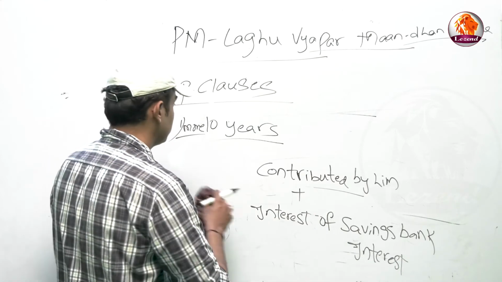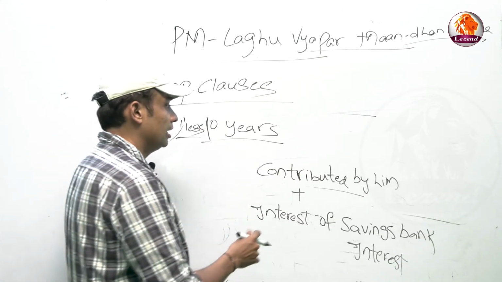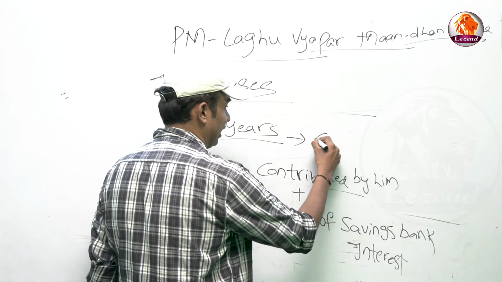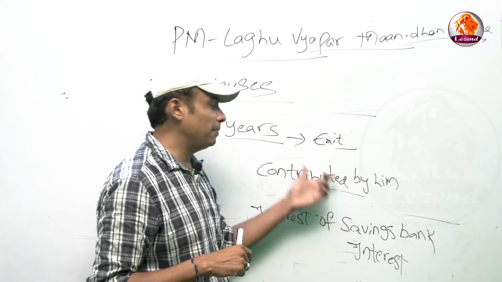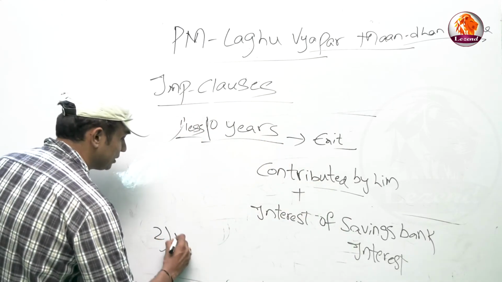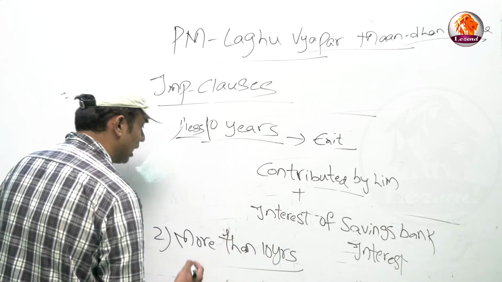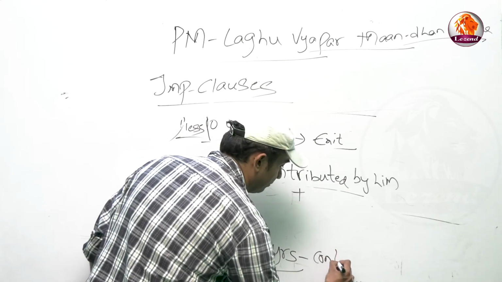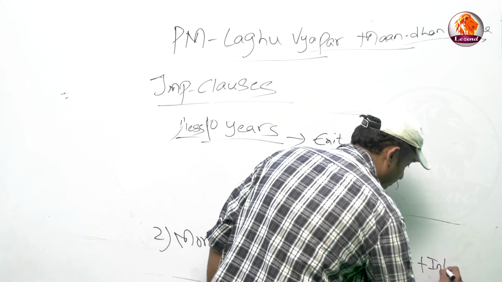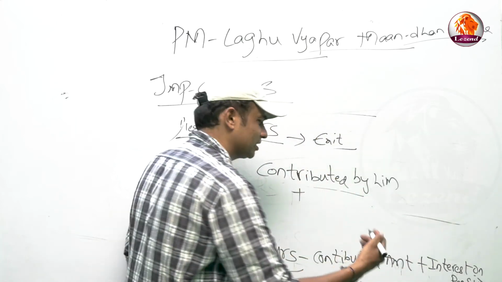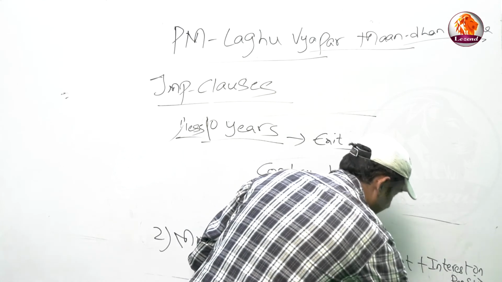Oh, sorry. One more thing. This is for less than 10 years. If he has paid for less than 10 years and wants to exit at that point of time, the contributed amount by him plus the savings bank interest will be paid back to him. And if he has paid for more than 10 years, the contributed amount by him plus interest on pension fund or savings bank interest will be paid back, whichever is higher.